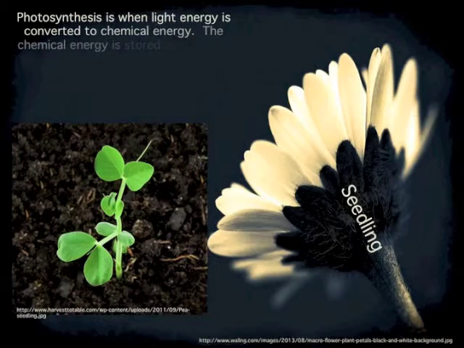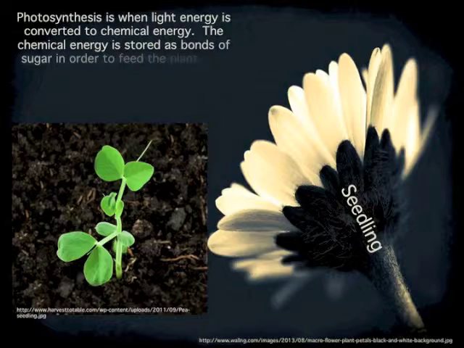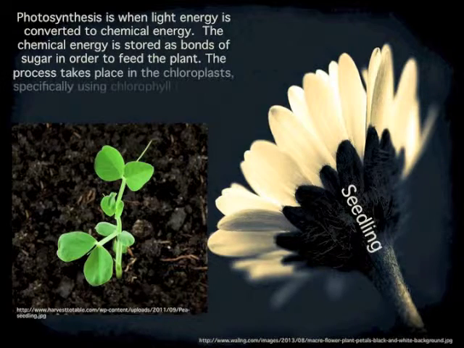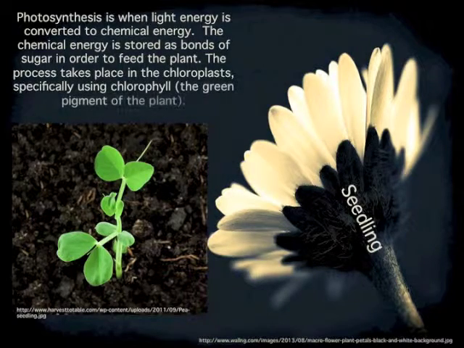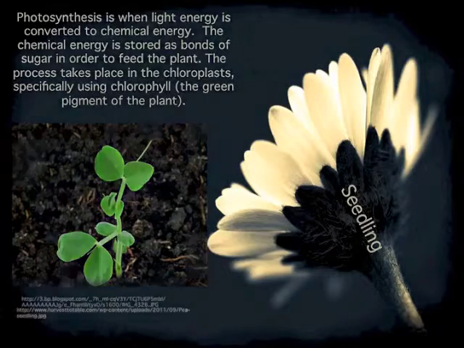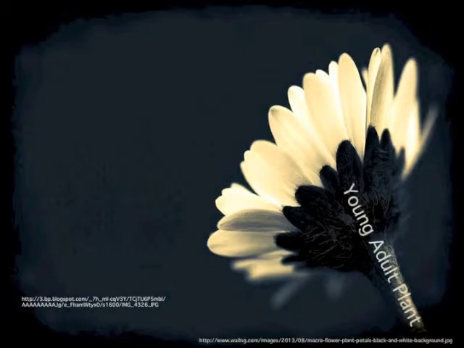Photosynthesis is when light energy is converted to chemical energy. The chemical energy is stored as bonds of sugar in order to feed the plant. The process takes place in the chloroplast, specifically using chlorophyll.